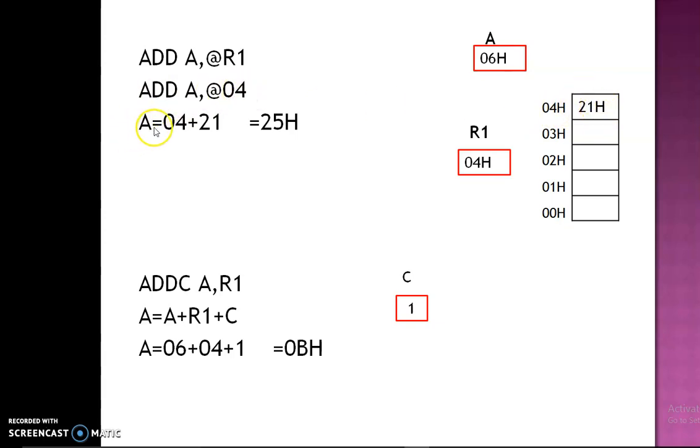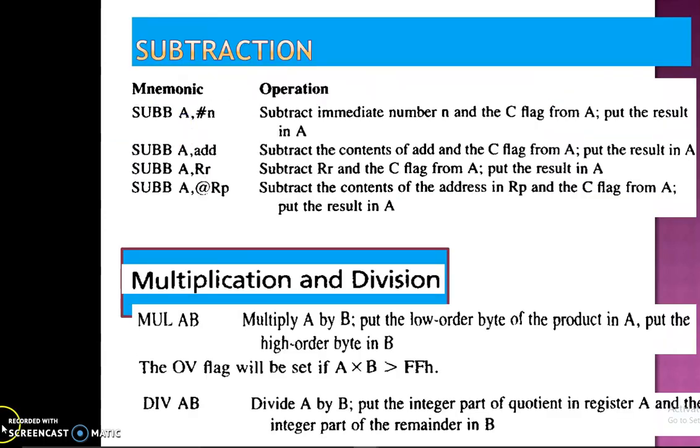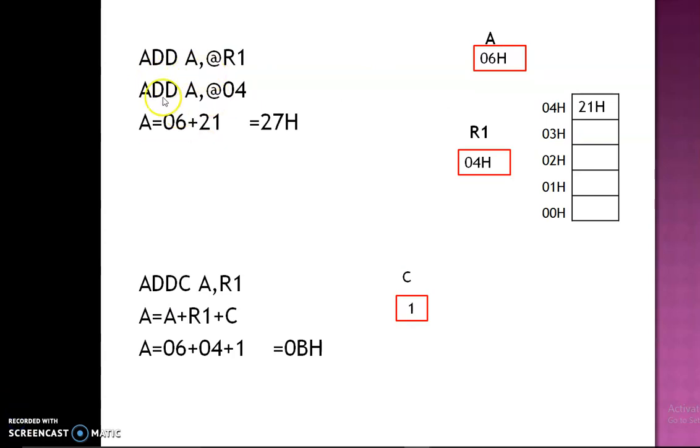So A is equal to A content. Here ADD A comma @04. In the place of A you can write 06 as a number, and @04 means the fourth location is having 21H as data. You have to use that 21H. If you add that you will get 27H. 27H is the result that is stored in the accumulator. So like this you can use indirect addressing mode with the addition operation also.